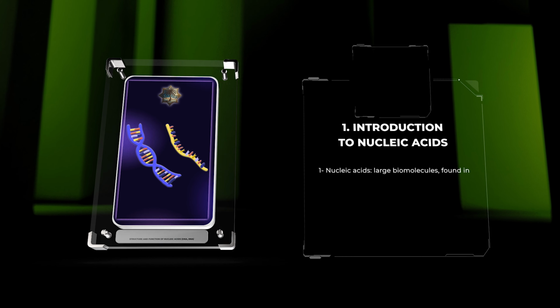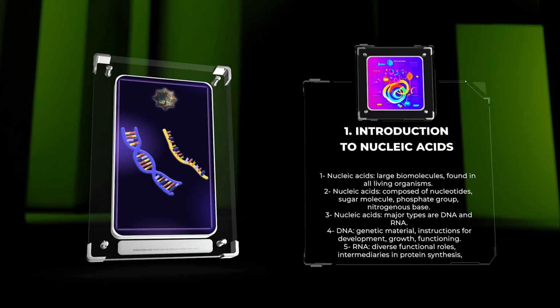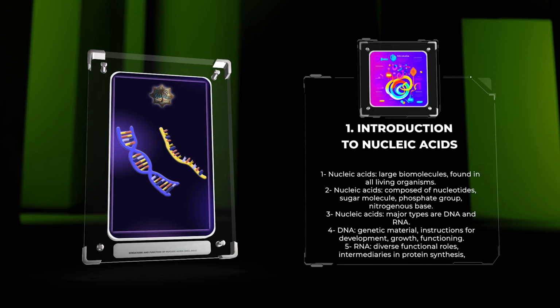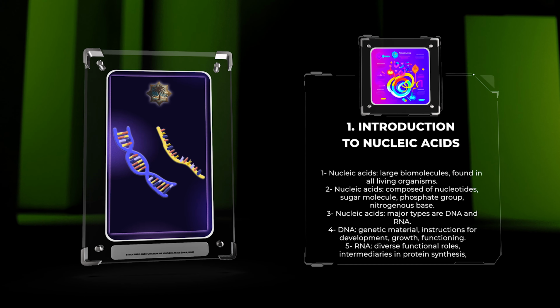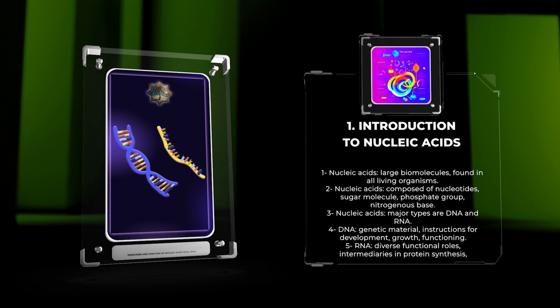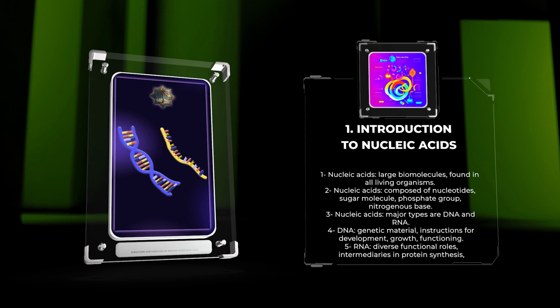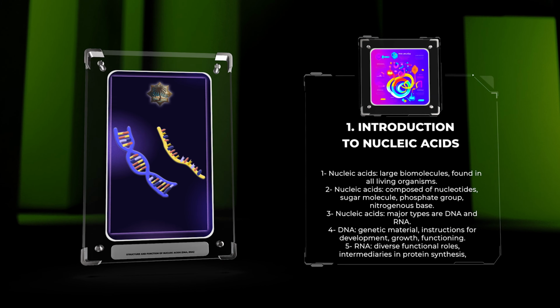Nucleic acids are large biomolecules found in all living organisms. They are composed of building blocks called nucleotides, which consist of a sugar molecule, ribose or deoxyribose, a phosphate group, and a nitrogenous base. The two major types of nucleic acids are deoxyribonucleic acid, DNA, and ribonucleic acid, RNA.